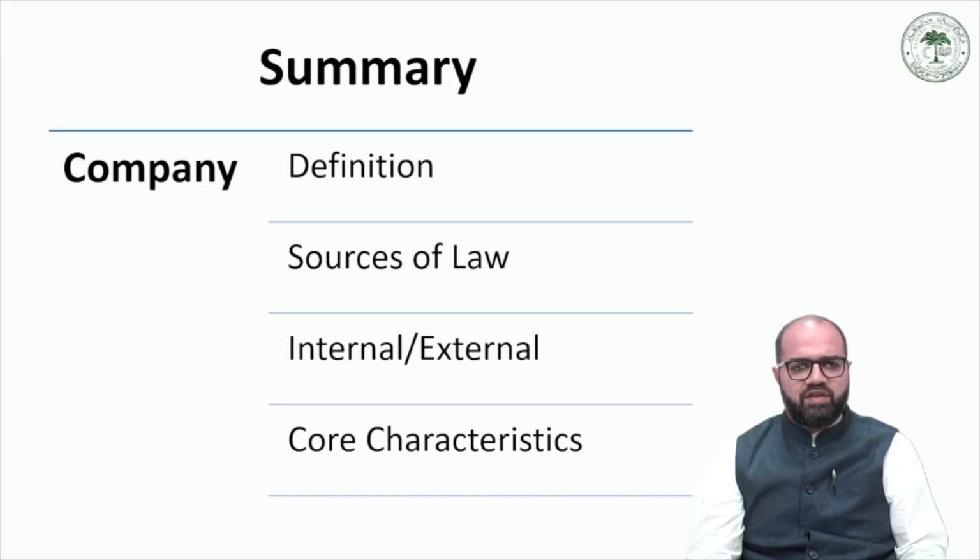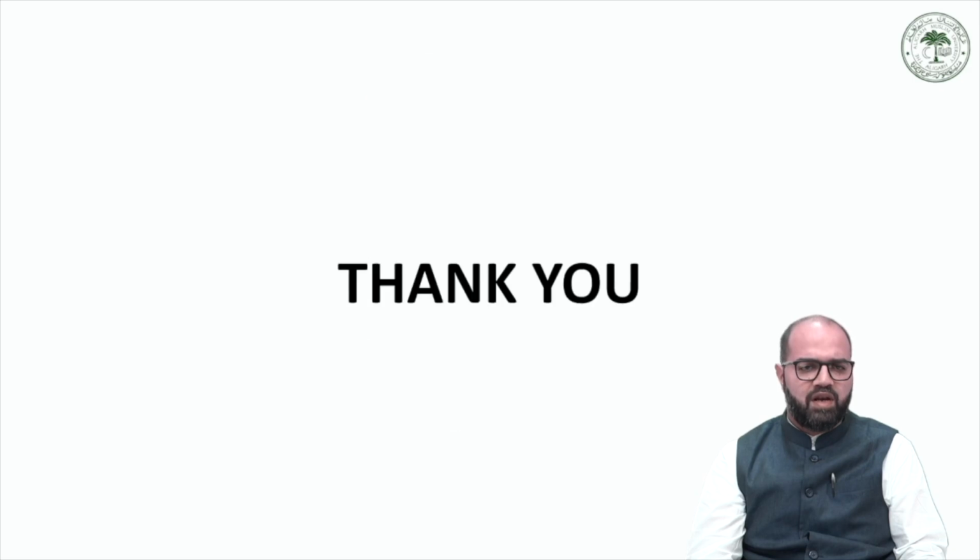So just to summarize the discussion of this lecture, we have undertaken a discussion on the definition of a company, where we looked at the definition under the Companies Act, as also some popular legal definitions. Then we took up the various kinds of laws that affect the working of a company. These laws could be categorized either as internal or external. And then lastly, we have taken a cursory reading of the 6 core characteristics of a company, which we shall be discussing in detail in the next upcoming lecture.